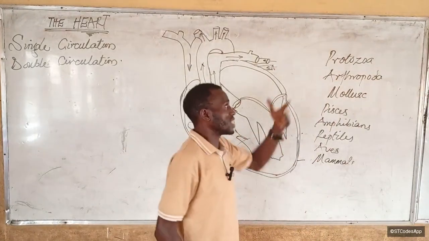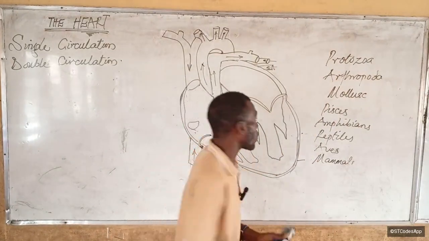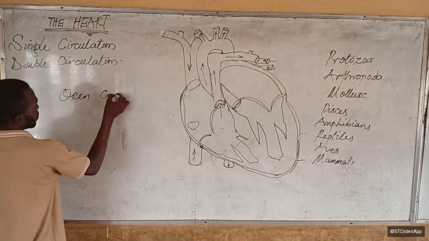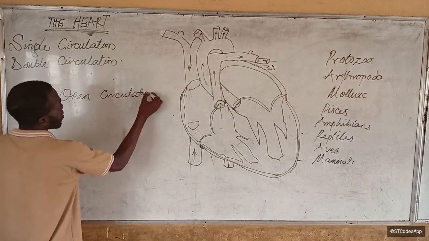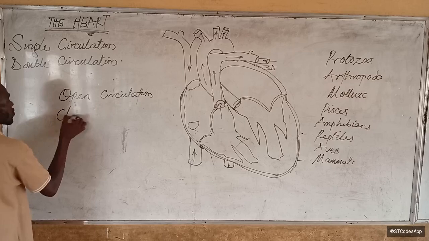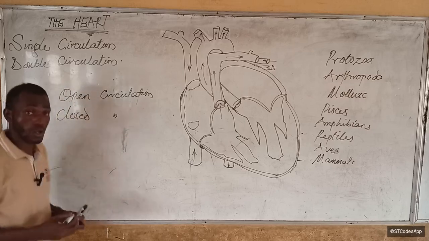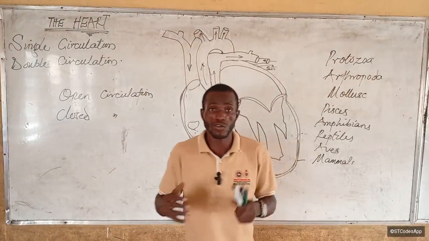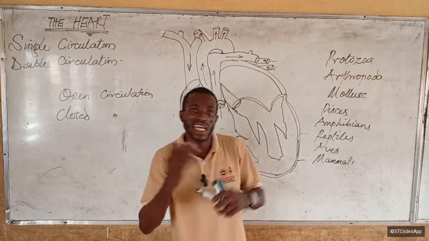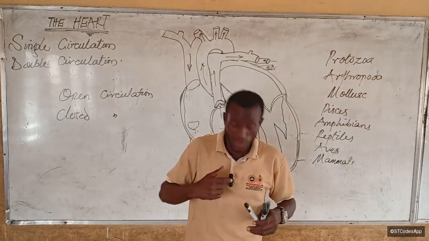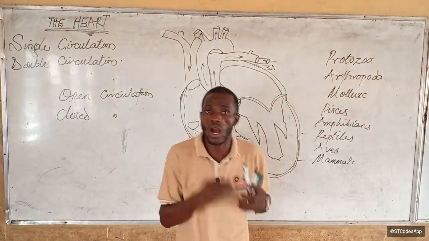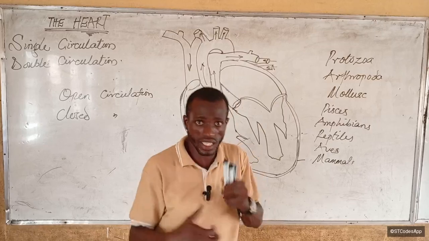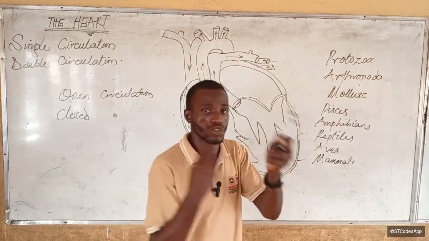So in annelids and arthropods, we find what is called the open circulation. So circulation can be grouped into two. We have the open and the closed circulation. The open circulation is when the fluid of transport is in direct contact with the internal organs, or the organs that need the constituents that this blood or this fluid is transporting.